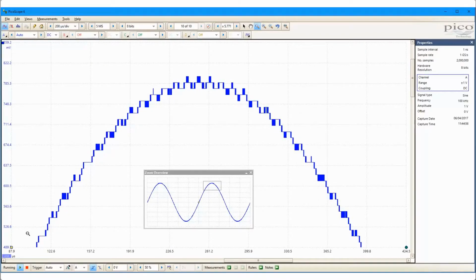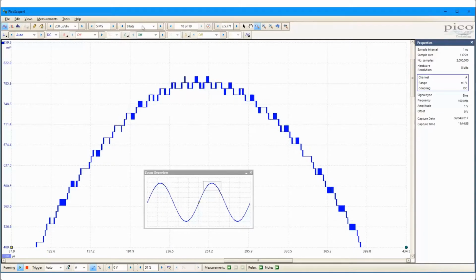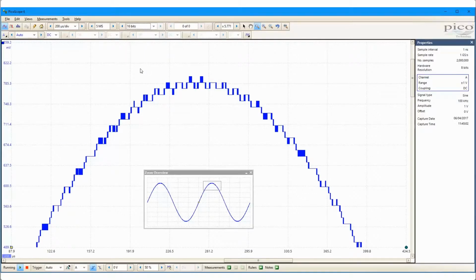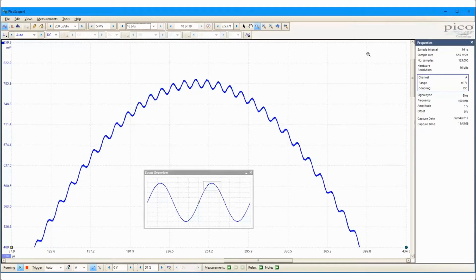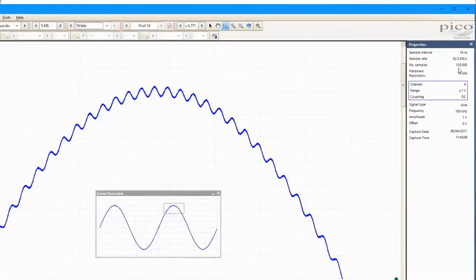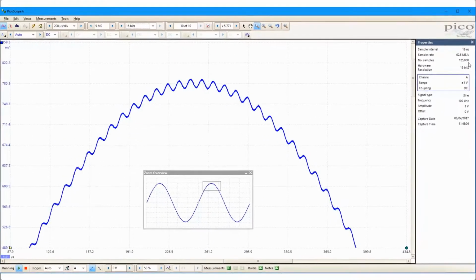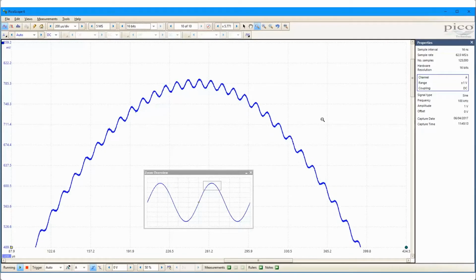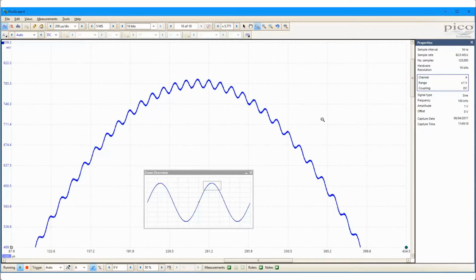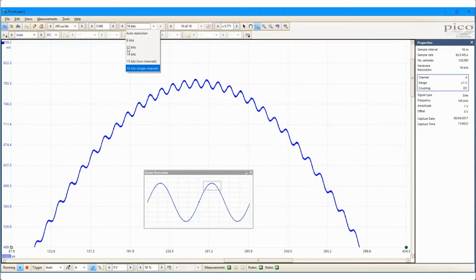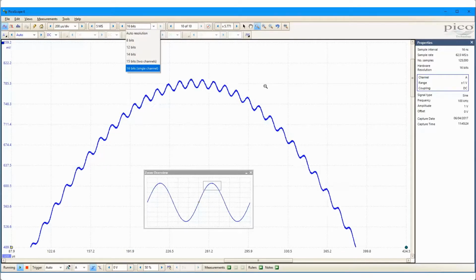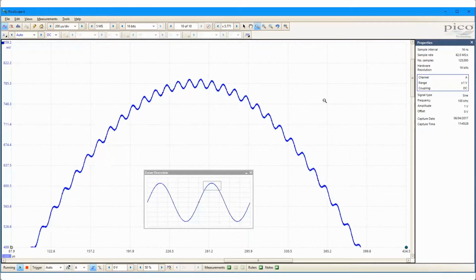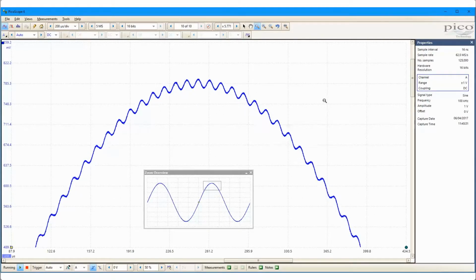However, if I now select 16 bits resolution, the detail of the interference signal becomes clear. Notice that the sample rate has dropped to 62.5 megasamples per second, which is the highest sample rate in 16-bit mode. If a higher sample rate was required, then adjustments in vertical resolution can be made as needed. Now, we say that increasing the vertical resolution brings a corresponding improvement in the dynamic range of the oscilloscope. So what does this mean, and how can I show this?